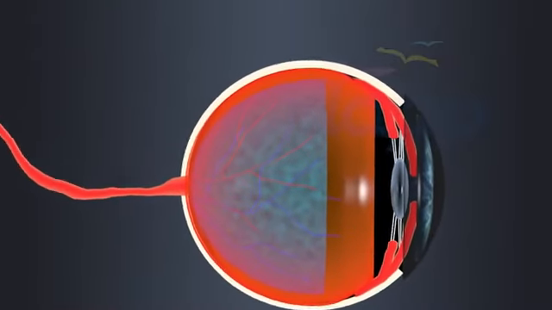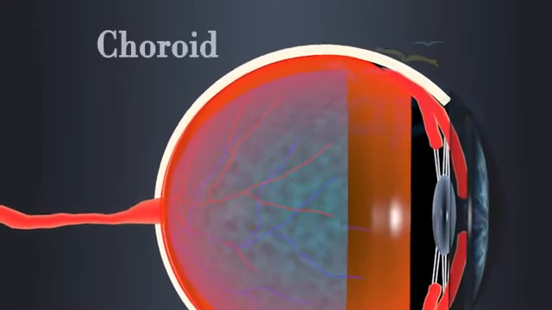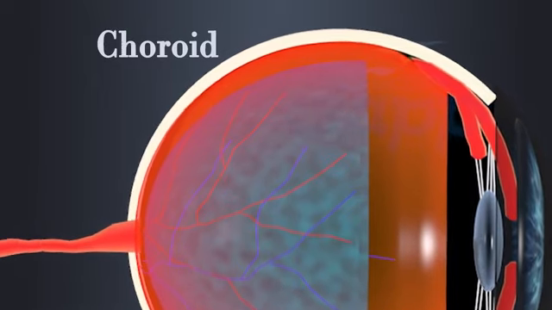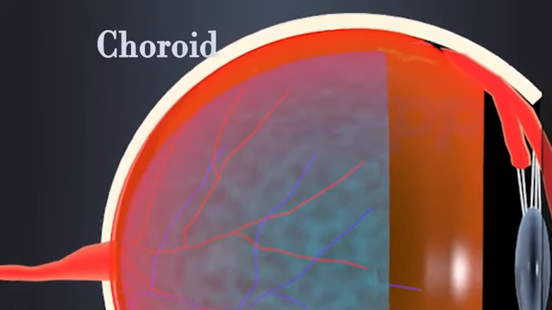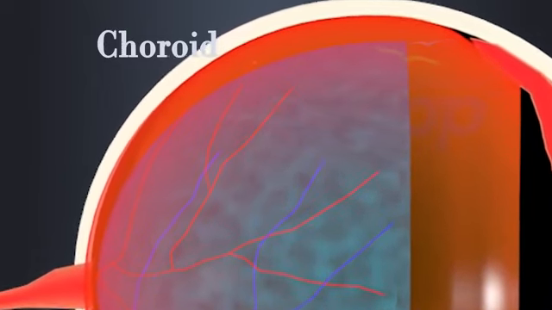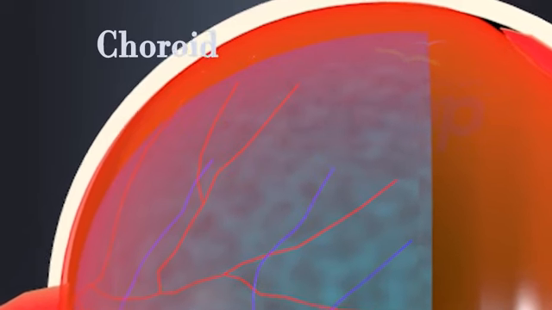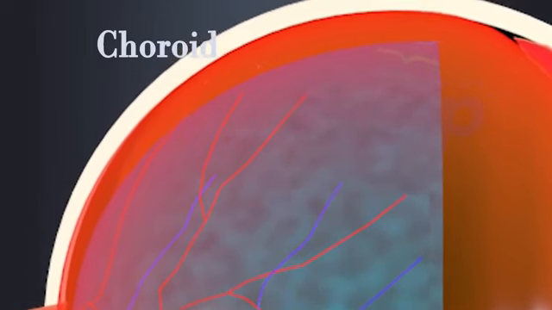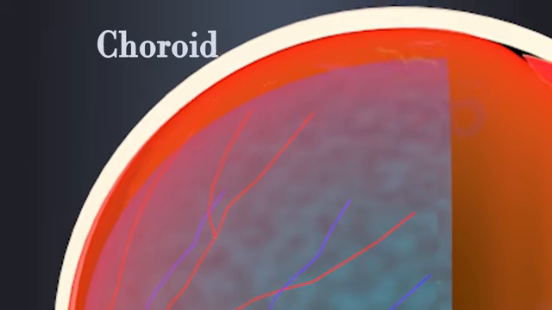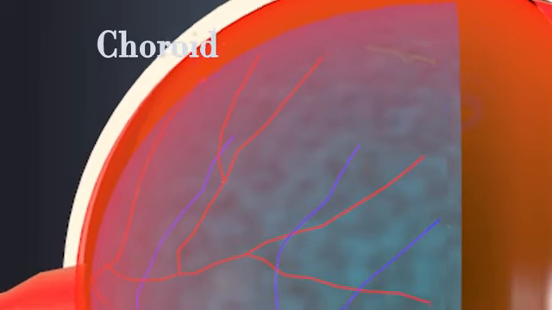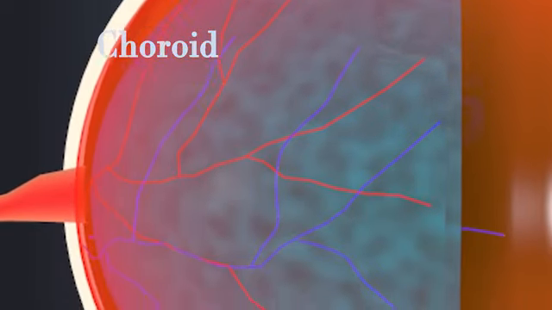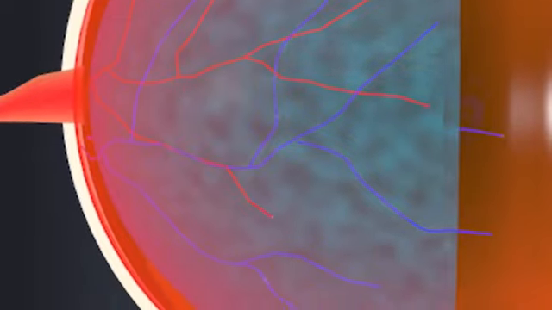Choroid. The choroid is a highly vascular layer of blood vessels located between the sclera and the retina. It supplies oxygen and nutrients to the retina and helps regulate the amount of light entering the eye. It has numerous blood vessels that deliver blood to the various structures of the eye, including the retina.